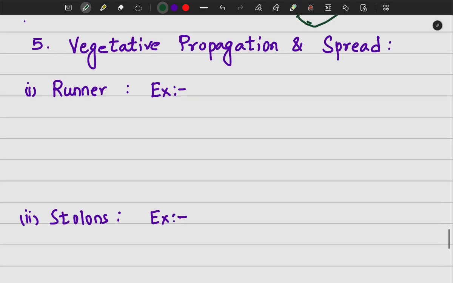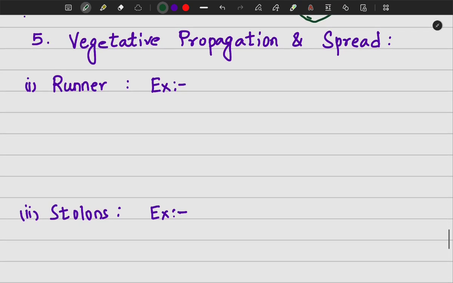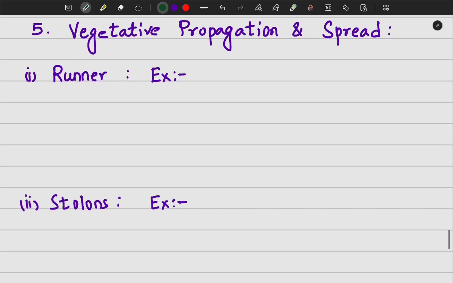Now let us look at the last modification, which is for vegetative propagation and spread. Vegetative propagation means when a plant reproduces using its vegetative part. It is not a kind of sexual reproduction. With the help of any part of the plant, we can generate a new plant. That is called vegetative propagation. So when the stem performs vegetative propagation, it is a modification of stem. Now under these we will study different types of stems with their examples.